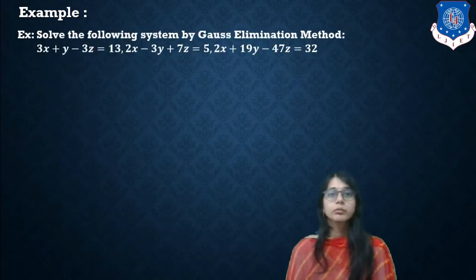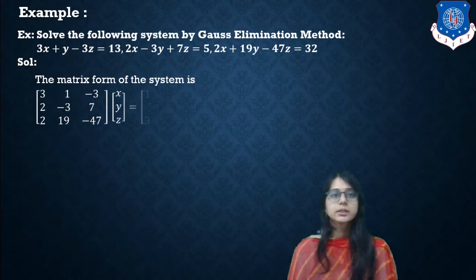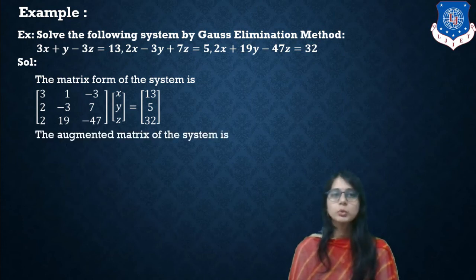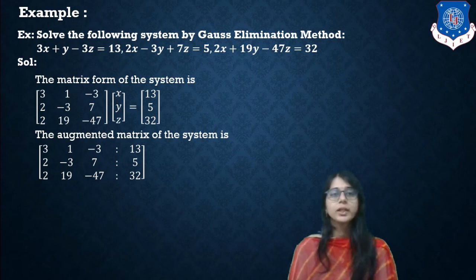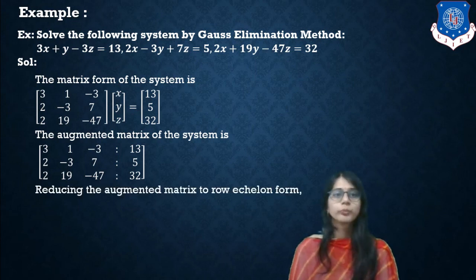Solve the following by the Gauss elimination method. The matrix is [3, 1, −3; 2, −3, 7; 2, 19, −47], with x, y, z and B1, B2, B3 being 13, 5, 32. Converting into matrix formation: [3, 1, −3, 13; 2, −3, 7, 5; 2, 19, −47, 32]. Reducing this matrix to row echelon form.